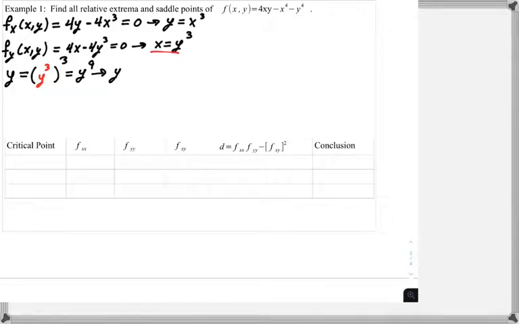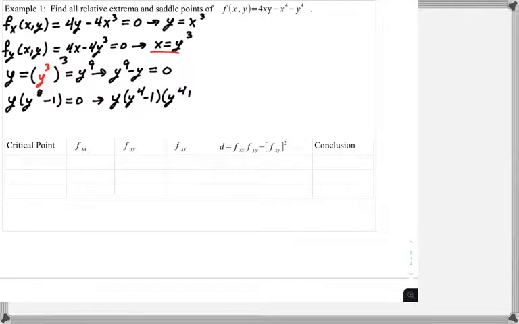So y is equal to y to the 9th. If we subtract y, we have y to the 9th minus y is equal to 0. We can factor out a y, so we have y times the quantity y to the 8th minus 1, which is equal to 0. Okay, then y to the 8th minus 1 is a difference of squares, so that'll factor into y to the 4th minus 1 times y to the 4th plus 1. That's going to be equal to 0.